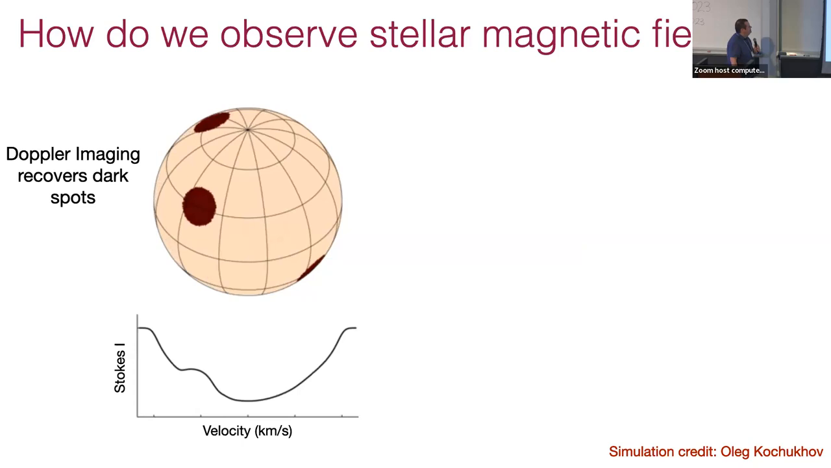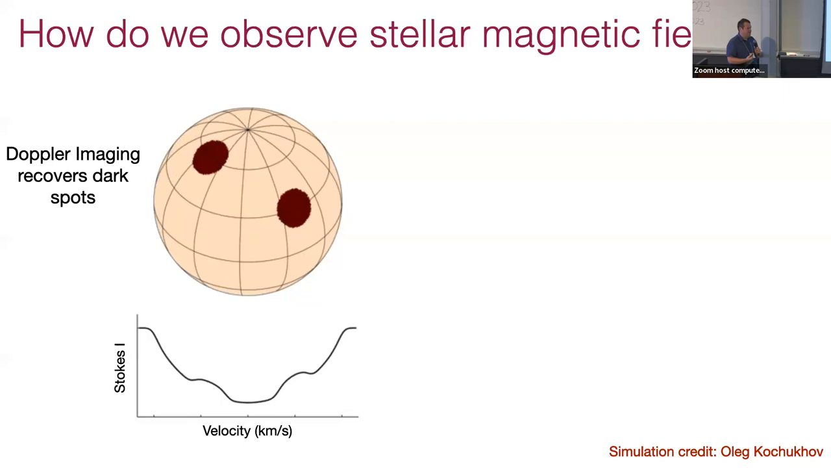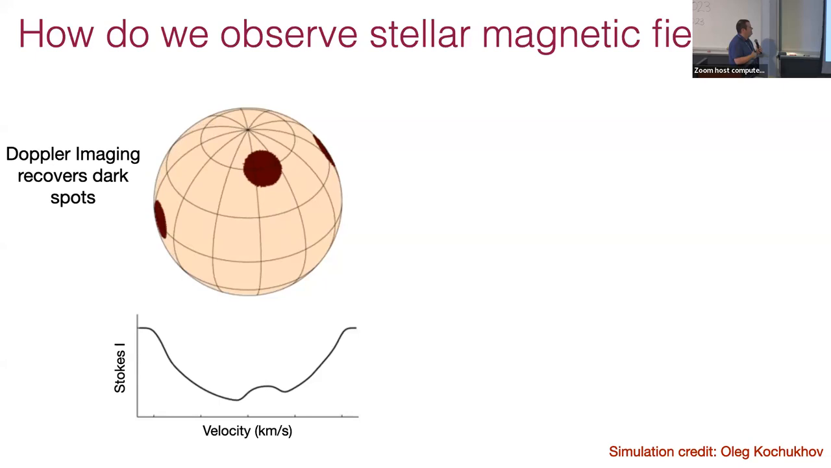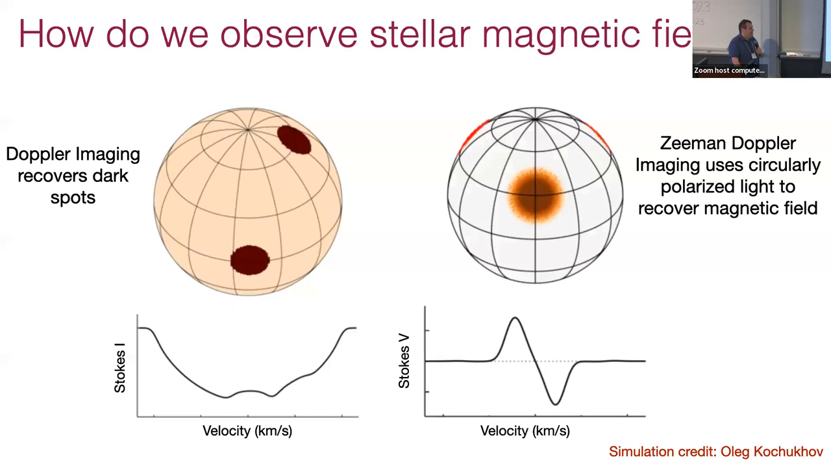And so we use a combination of Doppler imaging, which enables us to recover dark spots on the surface of the star. And this is done with non-polarized light. This is just in basic intensity. Many of you are familiar with this from the radial velocity world. We couple that with circularly polarized light, where the presence of a magnetic field causes Zeeman splitting.